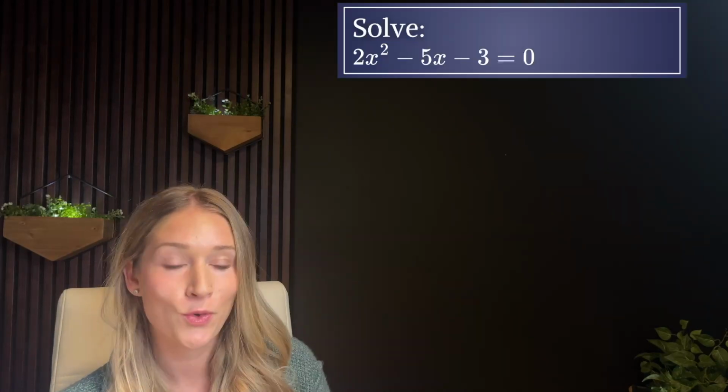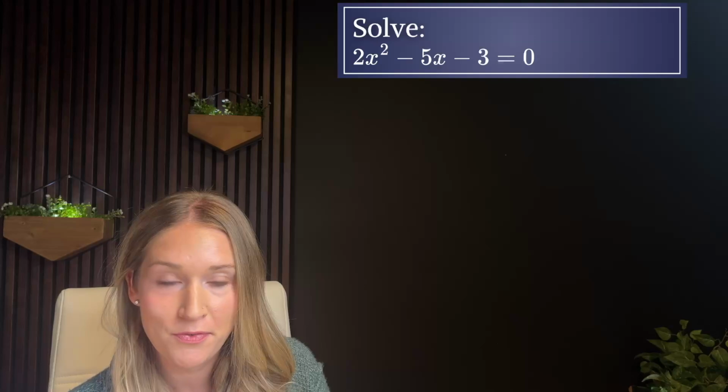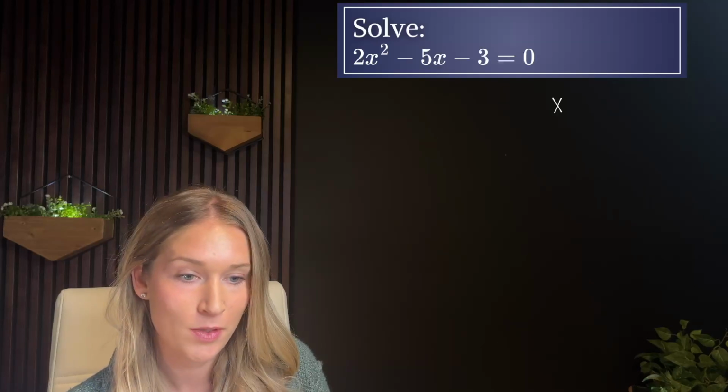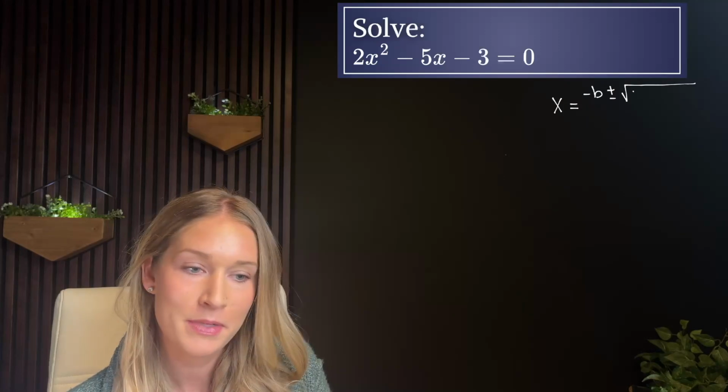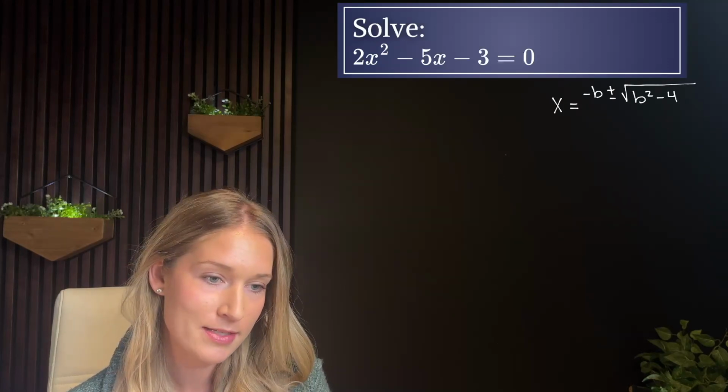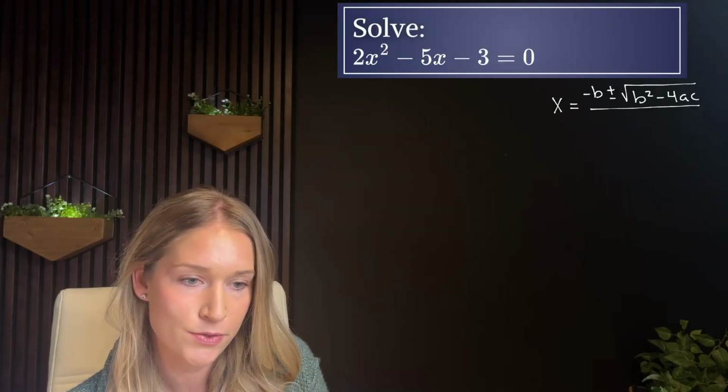Let's talk about solving a quadratic using the quadratic formula. I'm going to take us through just one example, and that is this one. Your quadratic formula you've probably seen before, but if not, it is the formula x equals negative b plus or minus the square root of b squared minus 4ac, all over 2a.